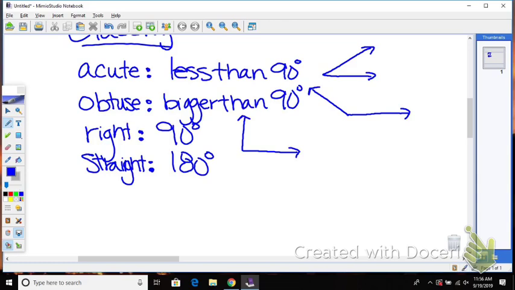A right angle. Here's how you know it's a right angle. You have to put this little box here. This one is not. That shows it's right. And then a straight angle is just a straight line.